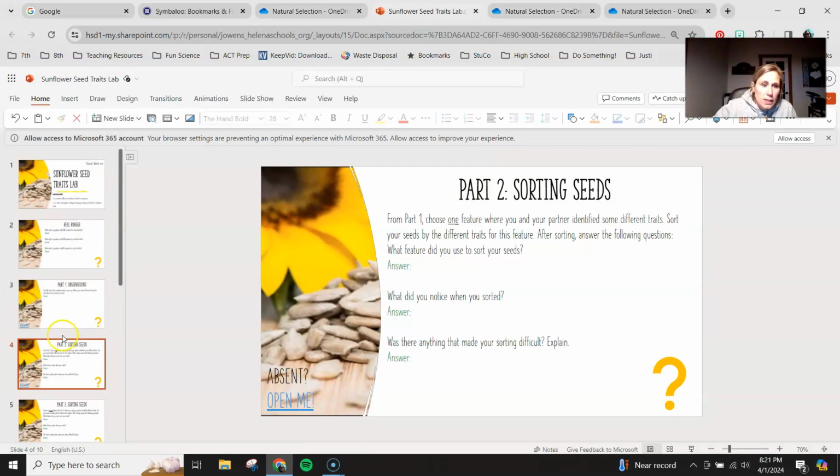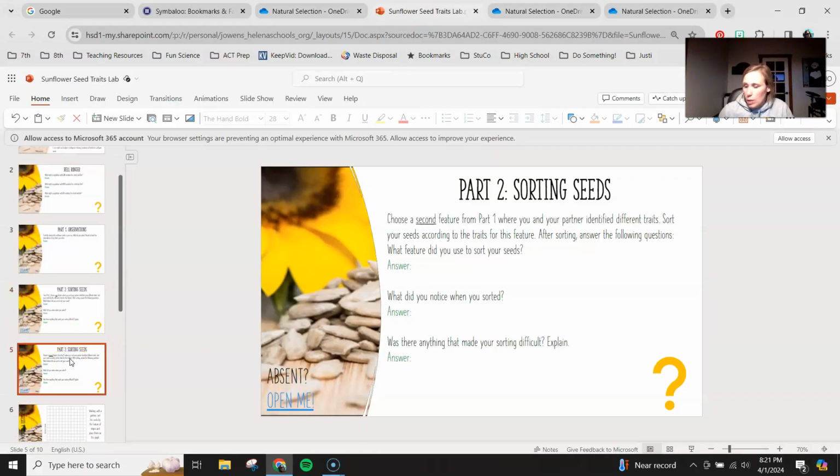Okay, you're going to do the exact same thing, except you're going to choose a different trait for this part. So choose a second feature from part 1 where you and your partner identified different traits. Sort your seeds according to the traits for this feature. After sorting, answer the following questions. What feature did you use? Again, it should be from part 1, one of the 5 that you picked out for traits. What did you notice when you sorted? And was there anything else that made your sorting difficult? Go ahead, take a second, pause this video, and complete part 2.